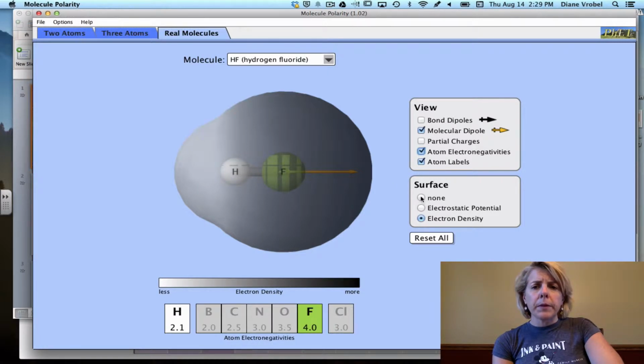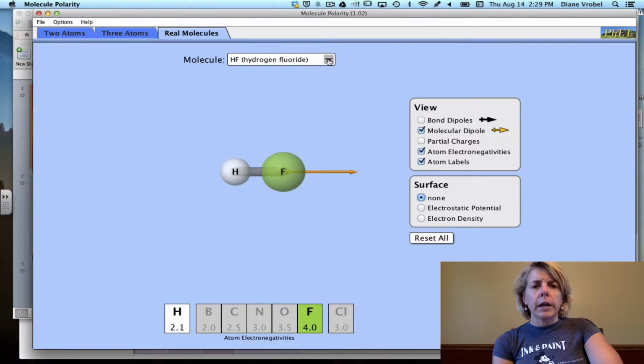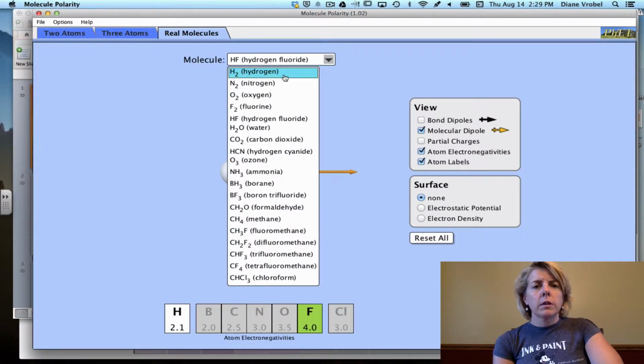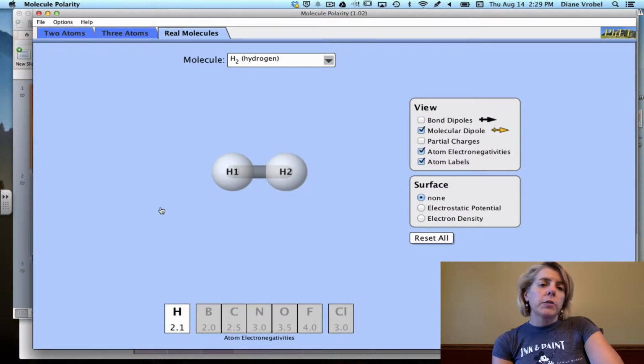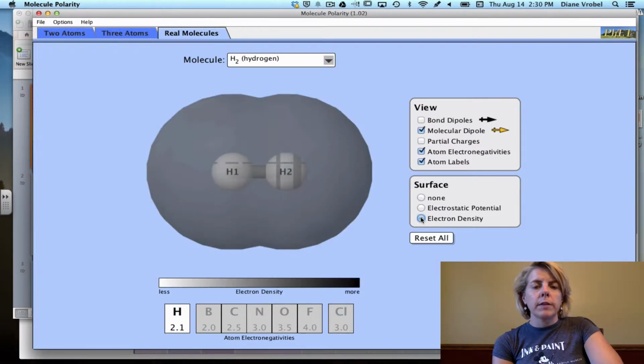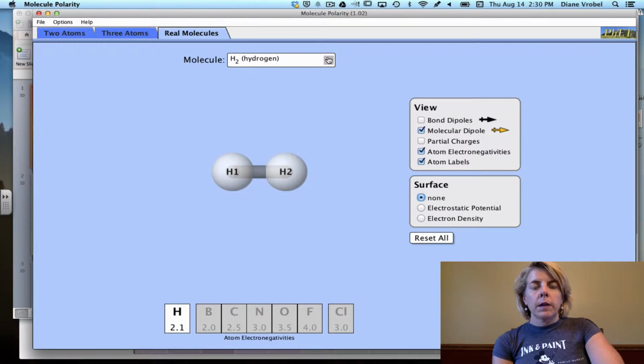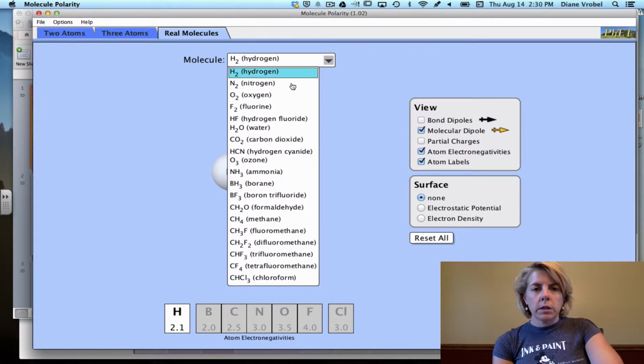Now just for comparison, let's try hydrogen. Here we have two hydrogen atoms, and notice that there's no molecular dipole. That's because both of them are sharing equally. If you look at electron density, it's all gray. So they're sharing their electrons very nicely. Okay, let me do one more.